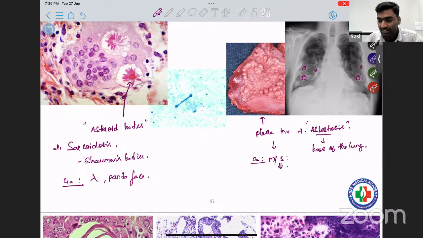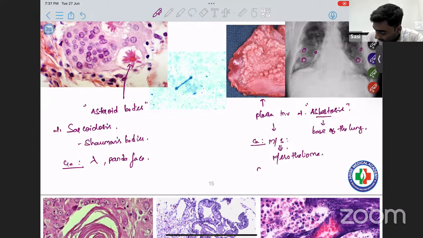Yeah, we're getting it correct. It is known as mesothelioma. But the most common cancer seen in a case of asbestosis is not mesothelioma. The most common one is adenocarcinoma. And in asbestosis and many other occupational lung diseases, you'll be able to see these bodies.